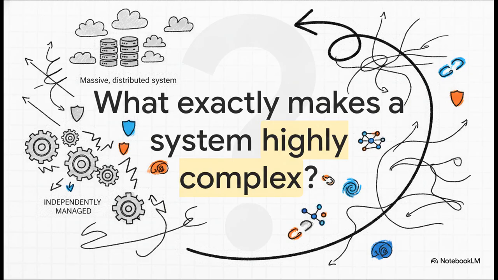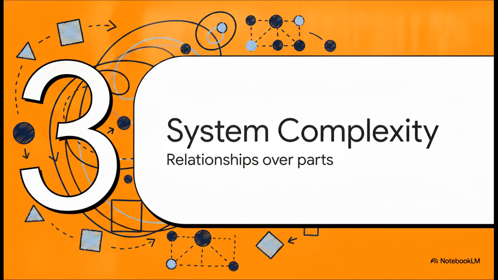But before we dig into the specific types of complexity this creates, let's just take a natural breather and ask a very fundamental question. What exactly makes a system complex in the first place? That brings us to Part 3, Understanding System Complexity, covering Section 20.1, which is all about relationships over components.